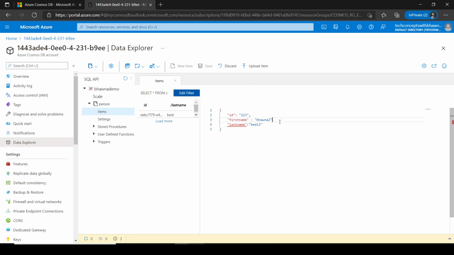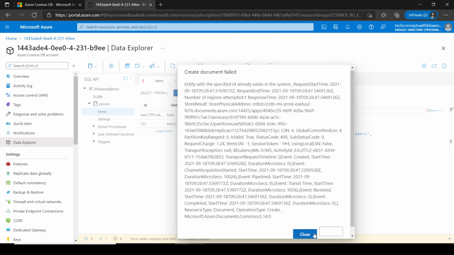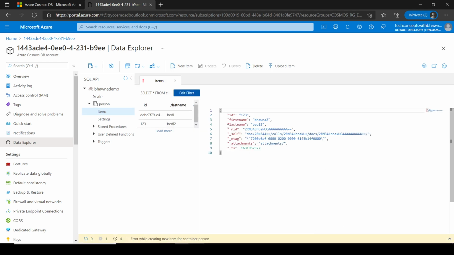Right? So this is again a JSON that I have created, and now let's go ahead and save it. Again, what will happen is, you can see that it has already created the tags, the e tag, the attachment, the timestamp. It has already created the metadata as well over here, and now you can see these items over here. I have both these items. If I click on 123, I can see the JSON over here. I can see the JSON for the first one as well.